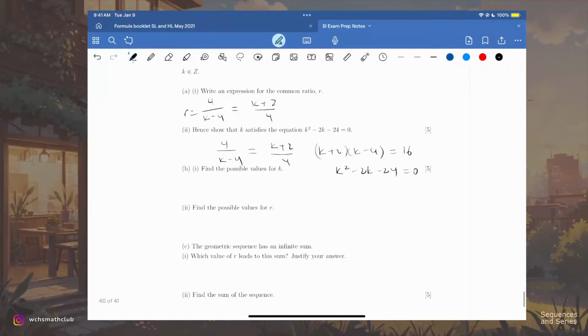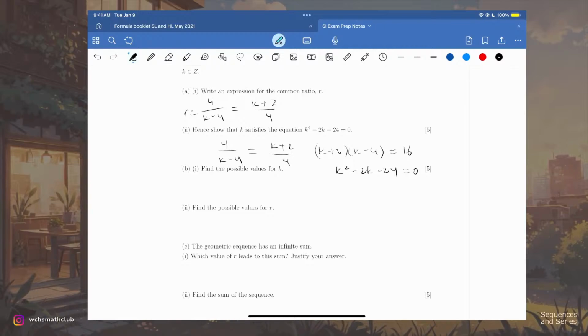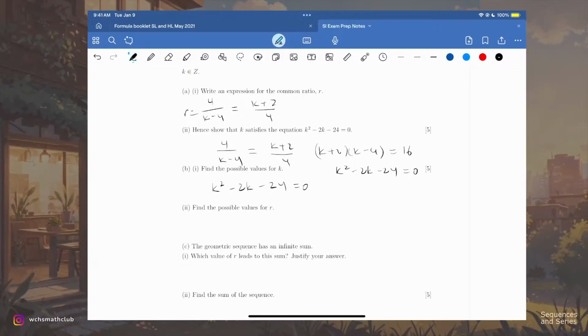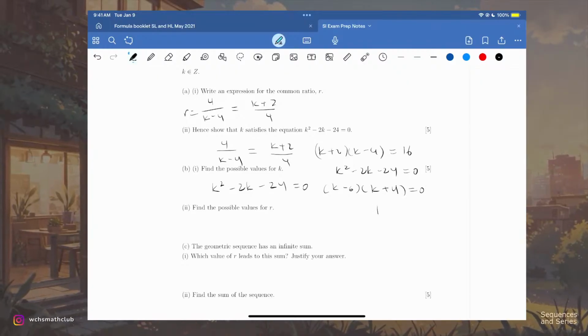For part B, find the possible values for k. All you're going to do is solve this quadratic, k squared minus 2k minus 24 equals 0. Factoring, we get k minus 6 times k plus 4 equals 0. So k could be negative 4 or 6.